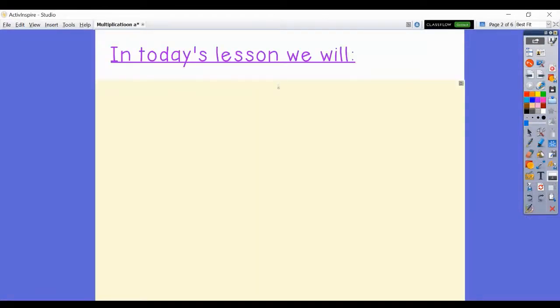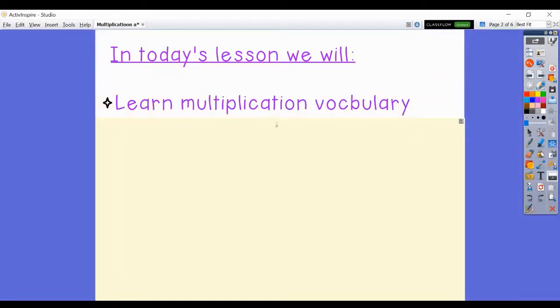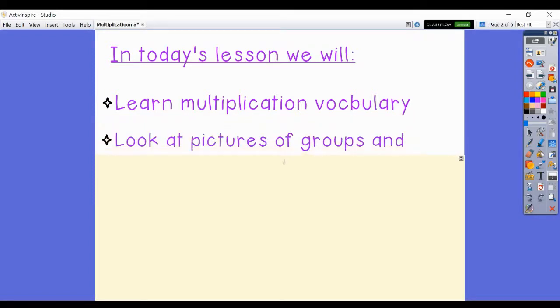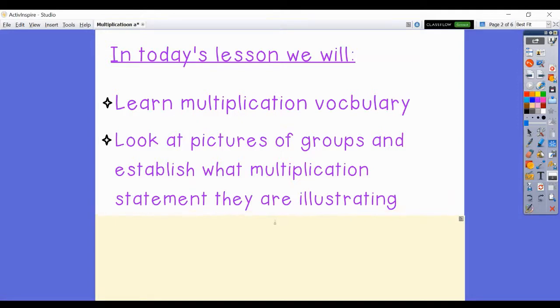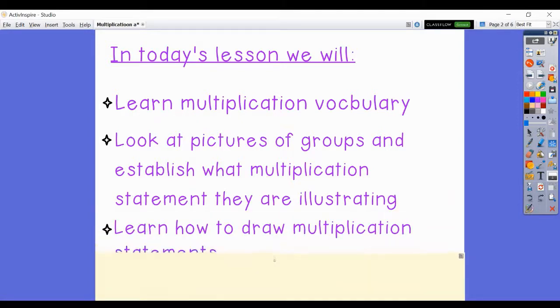In today's lesson, we will learn multiplication vocabulary, look at pictures of groups, and establish what multiplication statement they're illustrating, and learn how to draw multiplication statements.